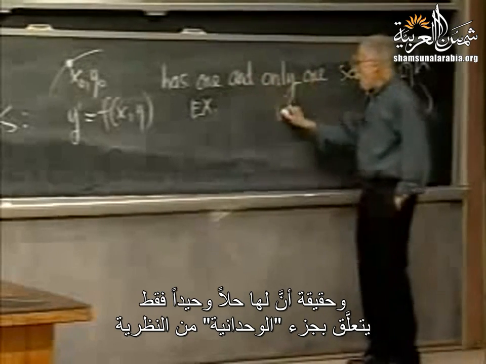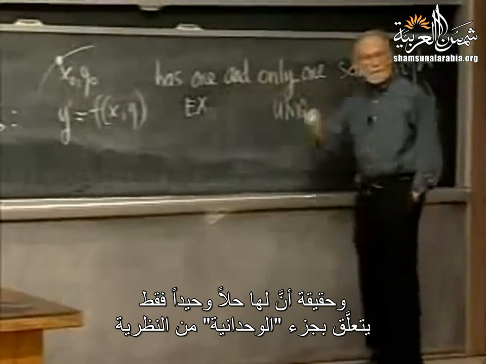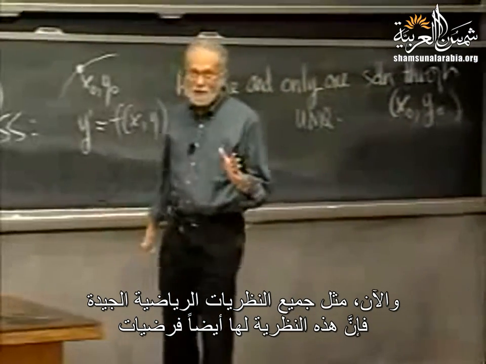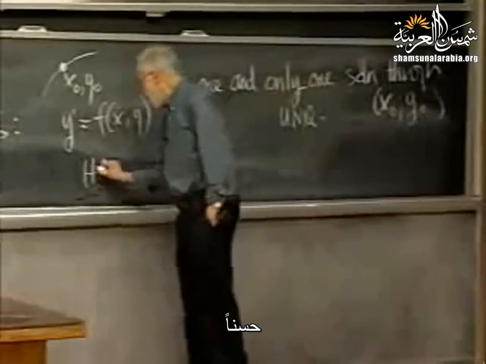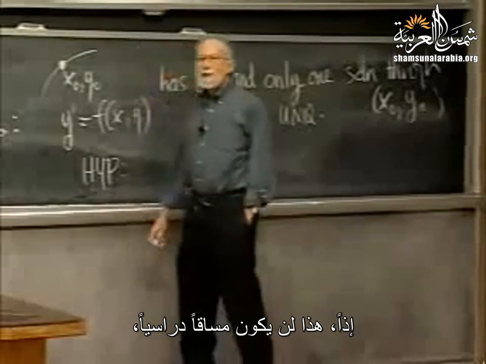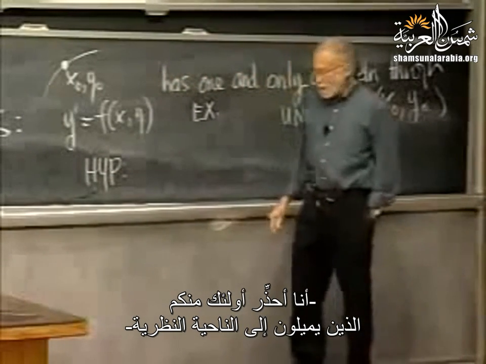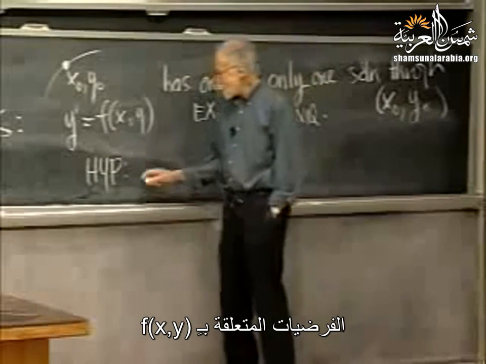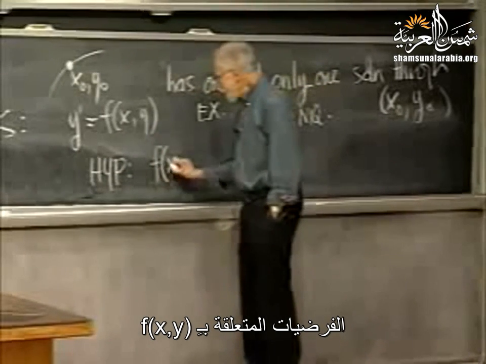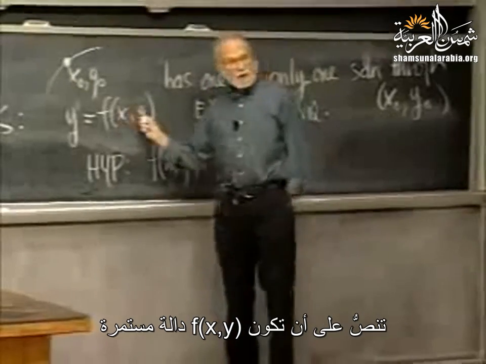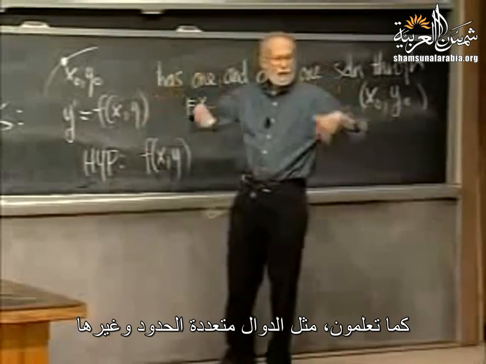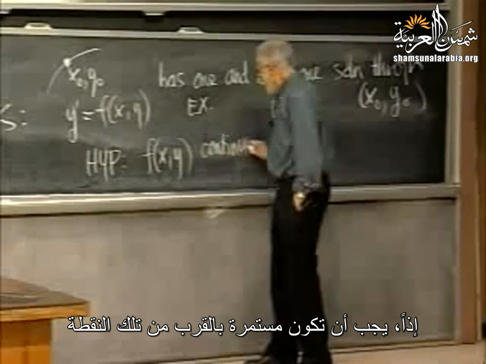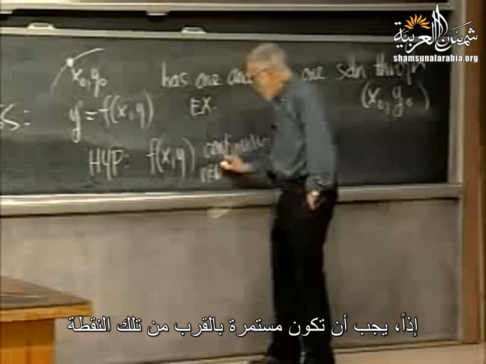The fact that it has only one is the uniqueness part of the theorem. Now, like all good mathematical theorems, this one does have hypotheses. So this is not going to be a course, I warn you, those of you who are theoretically inclined, very rich in hypotheses, but the hypotheses for this one are that f of x, y should be a continuous function, near, in the vicinity of that point.